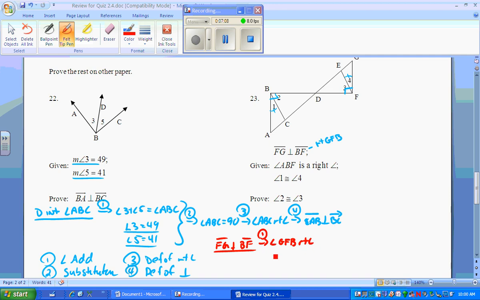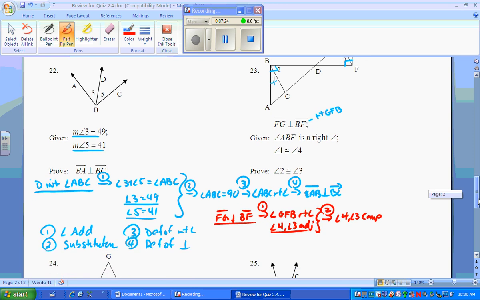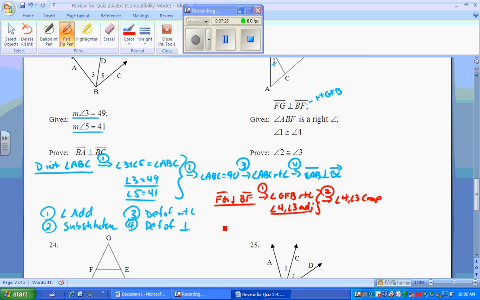We needed complementary, so that makes angles 4 and 3 adjacent. Underline it, bracket it together. Reason 2, angles 4 and 3 are complementary. There's the first piece. Second piece, we are given that angle ABF is a right angle.